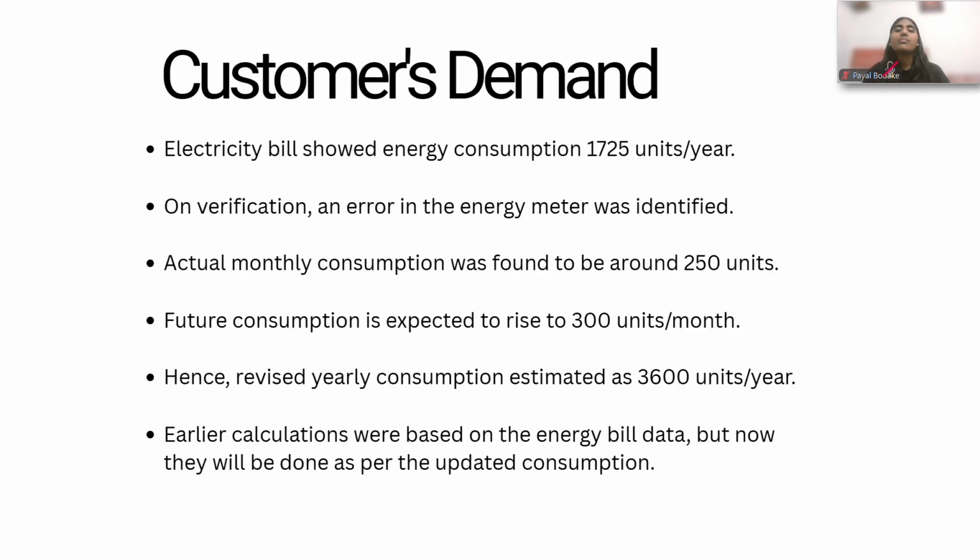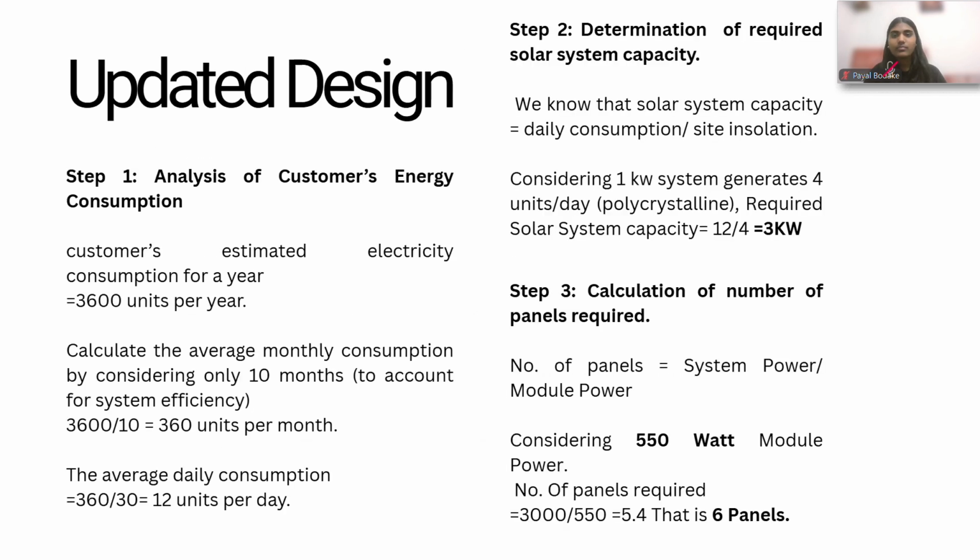But here was a customer demand. Electricity bill showed energy consumption as 1725 units per year. On verification, an error in the energy meter was identified. Actual monthly consumption was found to be around 250 units. Future consumption is expected to rise to 300 units per month. Hence, revised yearly consumption is estimated as 300 into 12, that is 3600 units per year. Earlier calculations were based on the energy bill data, but now they will be done as per the updated consumption.